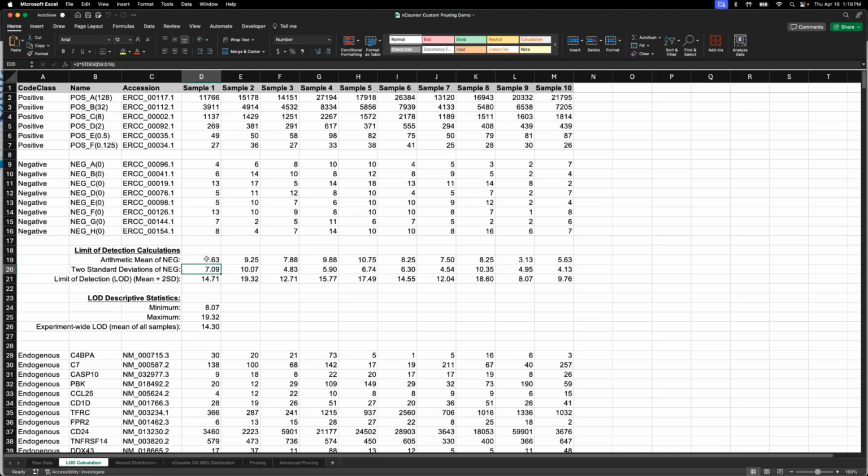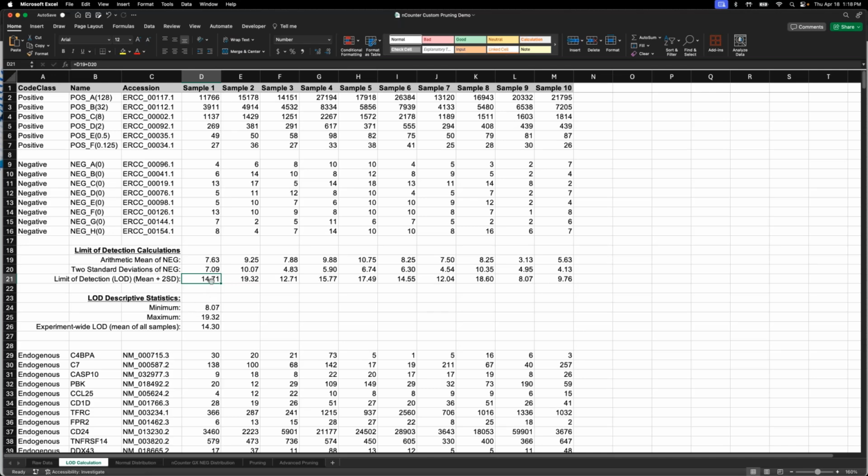And then, of course, I copied this formula across all 10 samples. Finally, to calculate our limit of detection, I just added these 2 values together. It is simply going to be the mean plus 2 times the standard deviations. And for sample number 1, that is 14.71. And again, I calculated this for all individual samples.